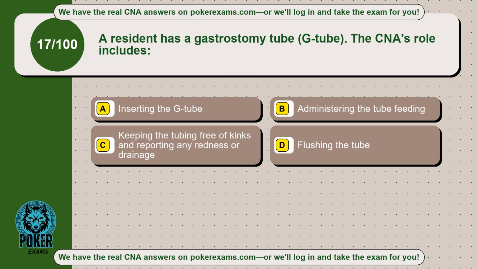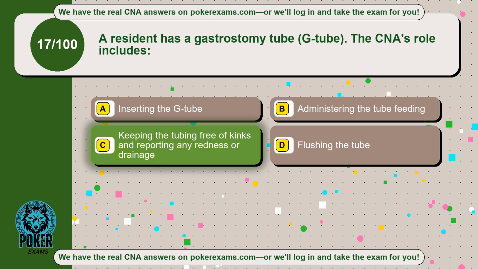Question 17. A resident has a gastrostomy tube, G tube. The CNA's role includes: Option A, inserting the G tube. Option B, administering the tube feeding. Option C, keeping the tubing free of kinks and reporting any redness or drainage. Option D, flushing the tube. The correct answer is option C.